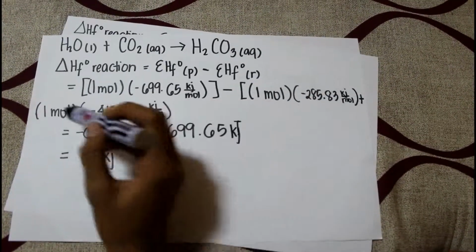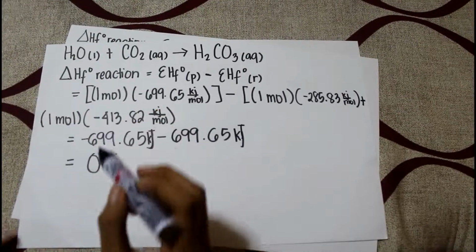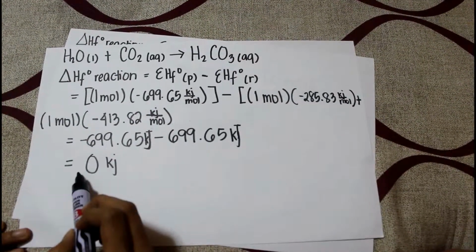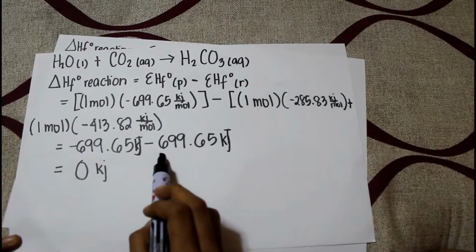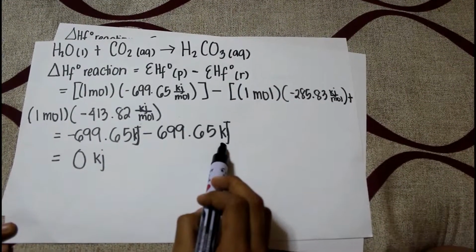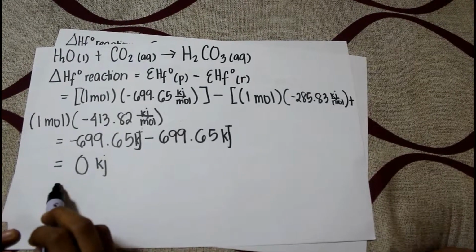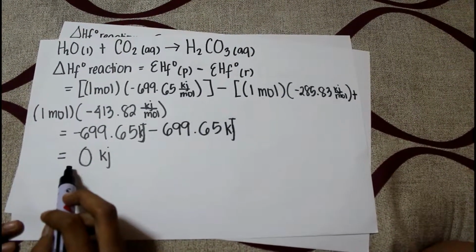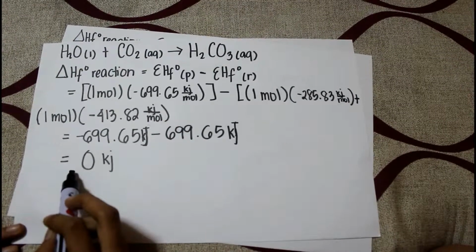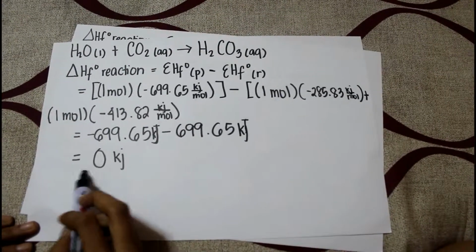Then add everything on the reactant side and subtract it from the product side. So the answer is equal to negative 699.65 kilojoules minus negative 699.65 kilojoules, which derives to the change of enthalpy of formation of the whole equation being equal to 0 kilojoules.